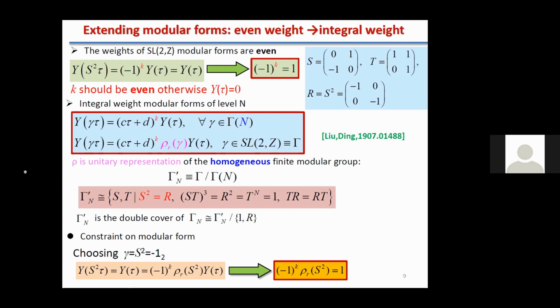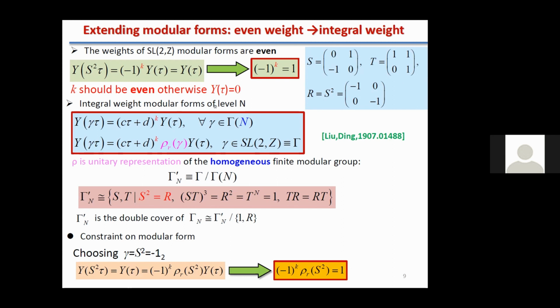The reason is very simple. We consider the modular transformation S squared. S and T are the modular generators. S squared is -1. So under S squared, τ is invariant. According to the definition of modular forms, we get Y(S²τ) = Y(τ), and it is (cτ+d)^k, so it is (-1)^k. If Y(τ) is non-vanishing, k has to be even, so (-1)^k equal to 1. So no odd weight modular forms.